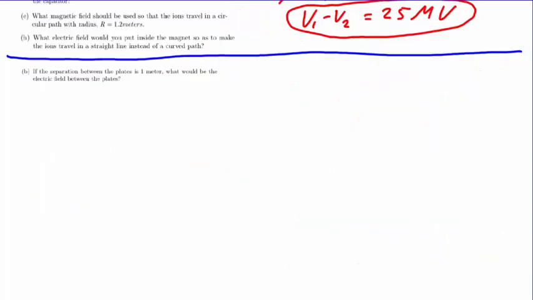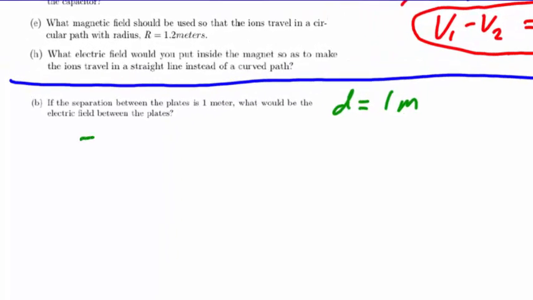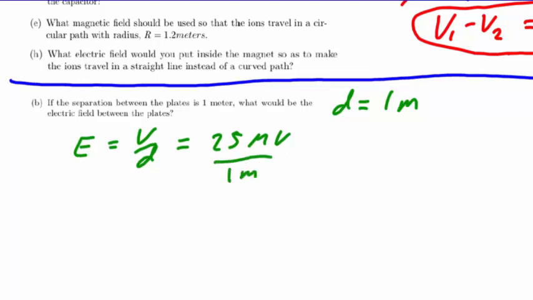In part B, we are asked to find the electric field between the plates using the fact that the distance between them will be 1 meter. In our previous derivation of formulas, we found that electric field is the voltage divided by the distance d, and therefore we will have 25 million volts divided by 1 meter, which is 25 million volts per meter.